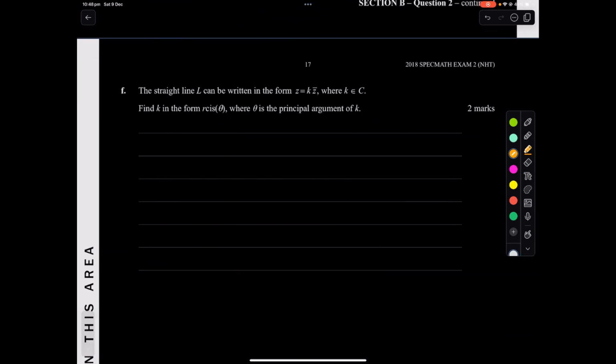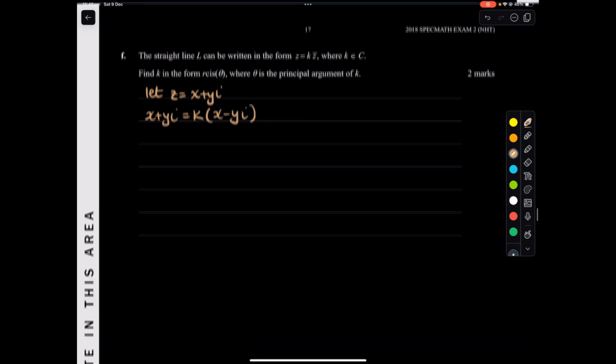The straight line L can be written in the form Z equals K conjugate Z, where K is an element of the complexes. Find K in the form r cis theta, where theta is the principal argument of K. Let Z equal x plus yi, where K is what we don't know, and the conjugate is just going to be x minus yi. We get this. And what do we do?